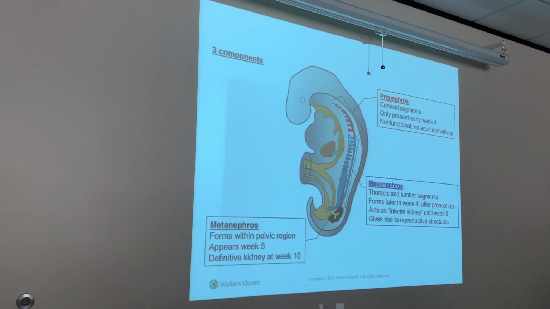Okay? Because if I have an abnormally shaped kidney, I could have an abnormally shaped genitalia. Because they both come from the exact same thing. Okay? Everybody understand? That was not a stupid question.